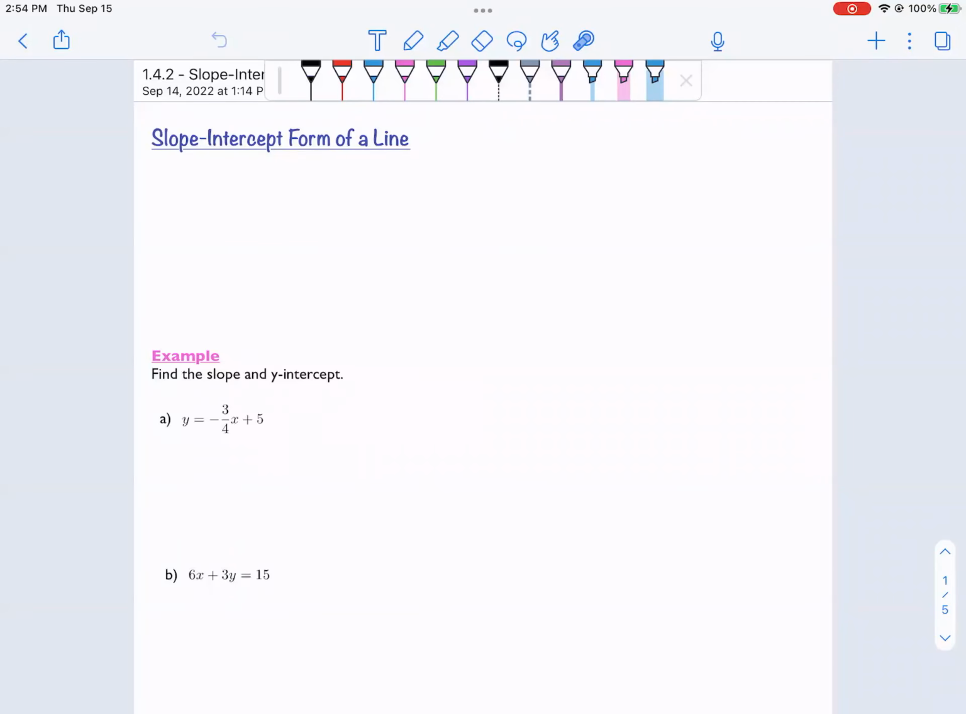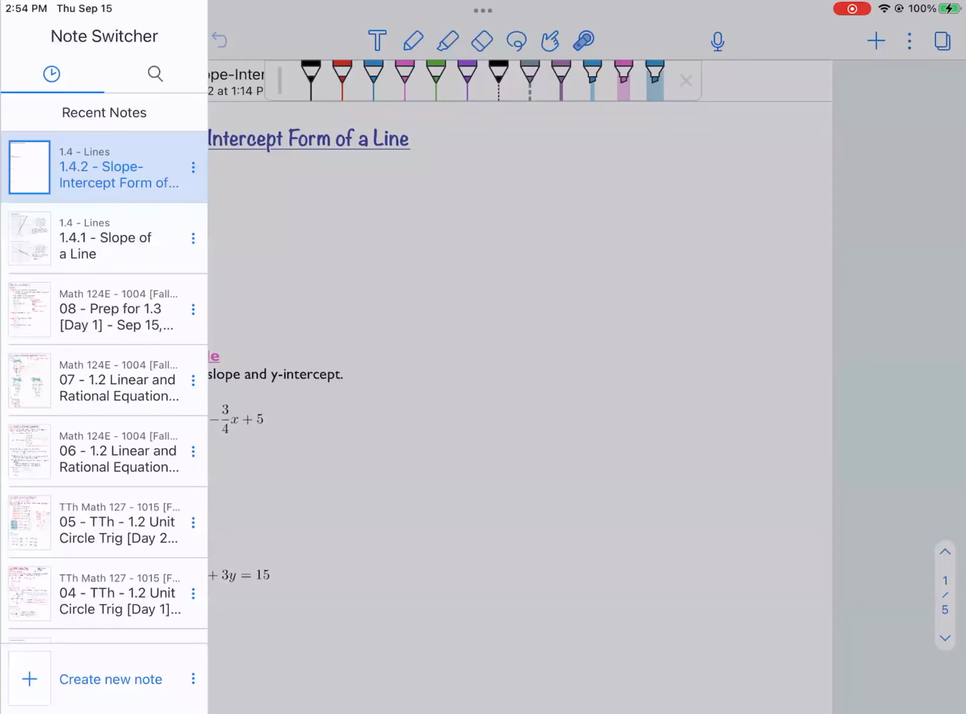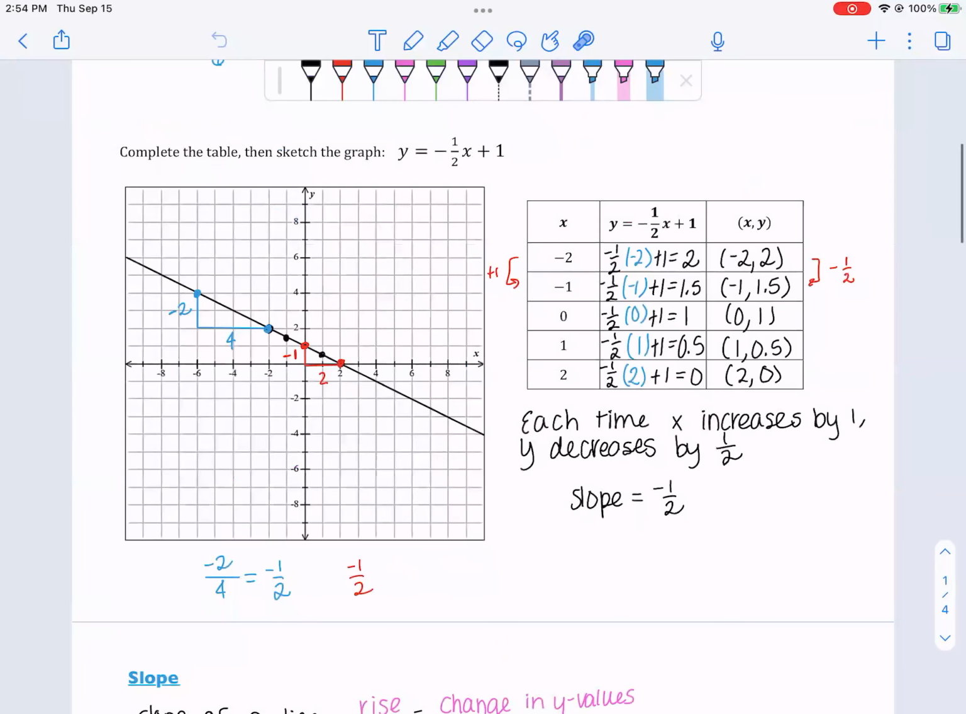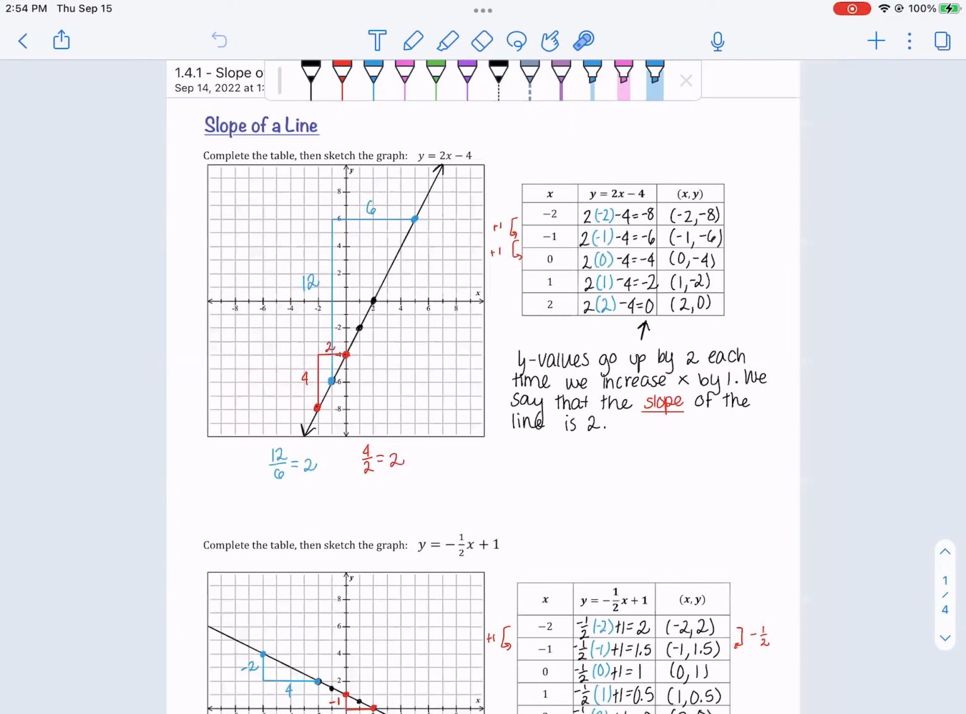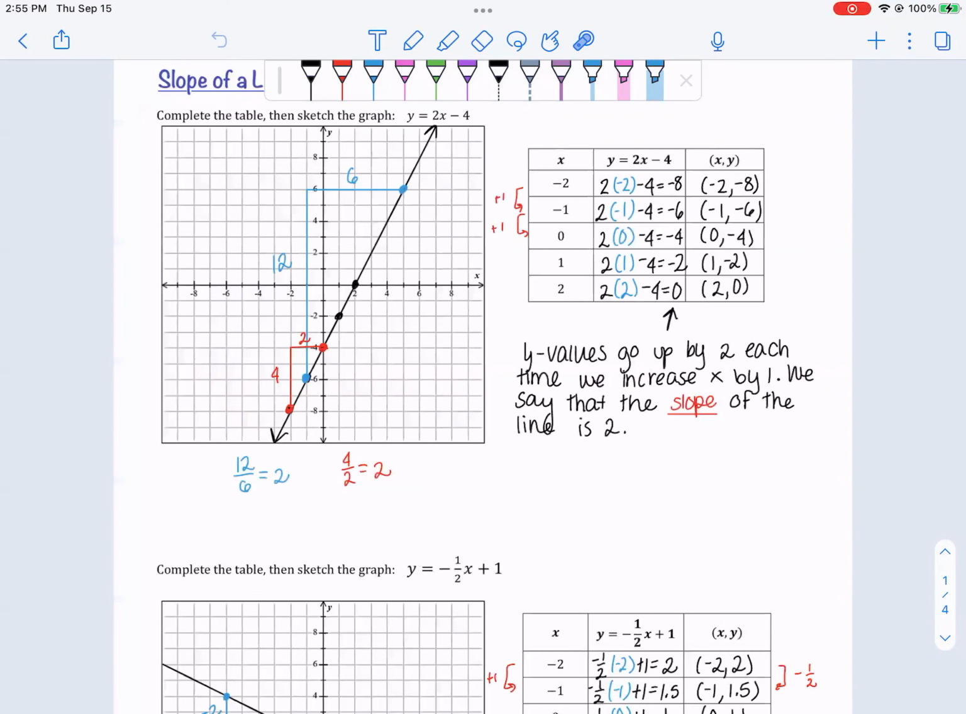Slope-intercept form of a line. In a previous video, we talked about slope, and I want to go back to some of the things we did at the beginning of that slope video and talk a little bit more about it. In the first example we did, in a different video, we had the equation y equals 2x minus 4, and I want you to notice a few things.